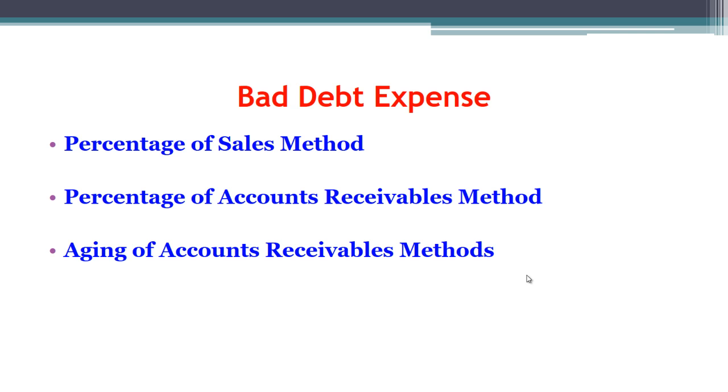We have the one that's based on the actual percentage of the total accounts receivables, and then the aging of accounts receivables method. This actually breaks the accounts receivables into age categories. In other words, how far past due is the account? The further past due it is, the more likely we are not going to be able to collect it. This is just an introduction of the three methods. The next section will take us into more detail about each of these methods.